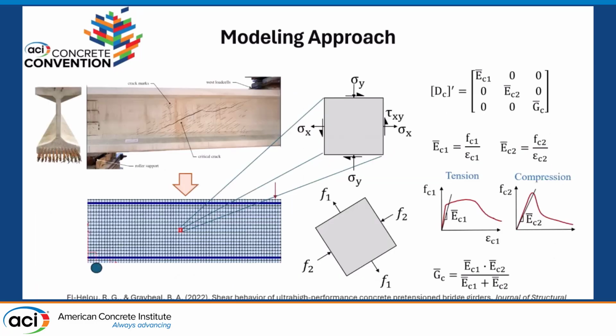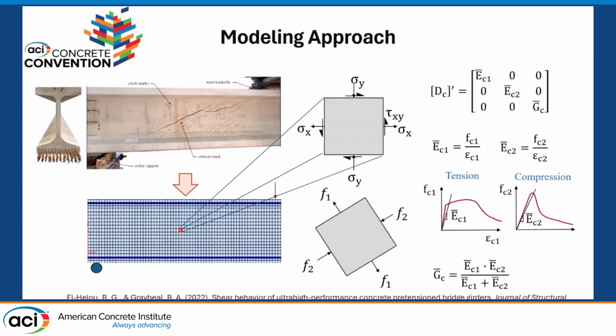Our modeling approach utilizes a two-dimensional finite element model, as shown here. The shown beam was simulated using plane stress elements for concrete and discrete truss elements for the steel reinforcement. And we modeled the cracked concrete as an orthotropic material with an orthogonal stiffness matrix, which was constructed from the secant moduli, which are calculated based on the previously mentioned constitutive relations.